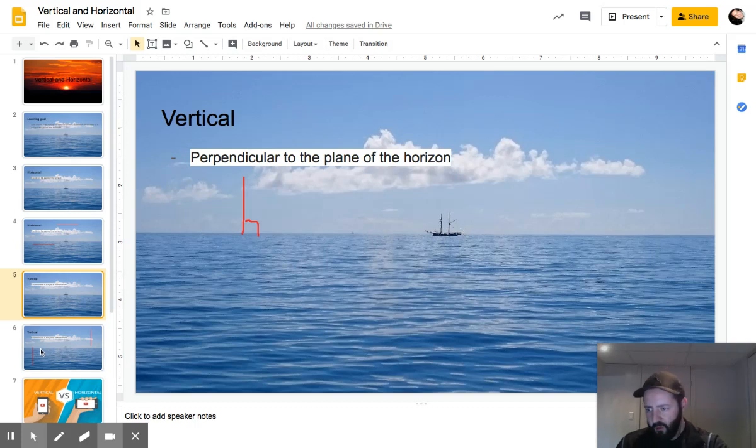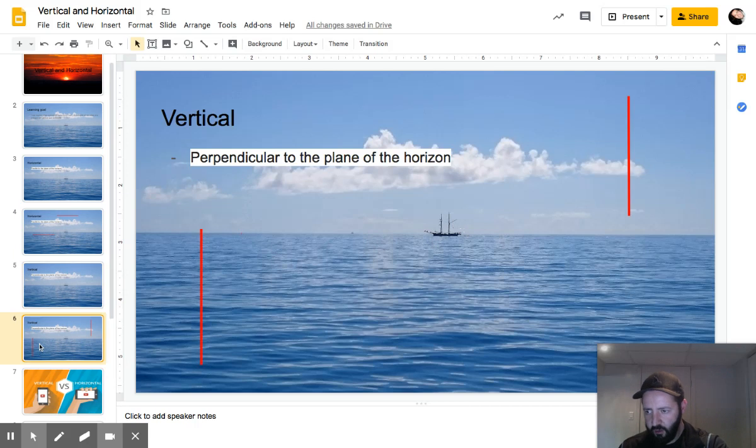Okay, so again, just like I did for horizontal, I threw a few red lines on this slide here. These both are vertical lines. They're both at 90-degree angles to the horizon. And again, it doesn't matter where these lines are. They could intersect the horizon. They could be floating way up here in the sky or way down here in the water. No matter how they're oriented or whether there's an intersection there, they're still vertical lines.